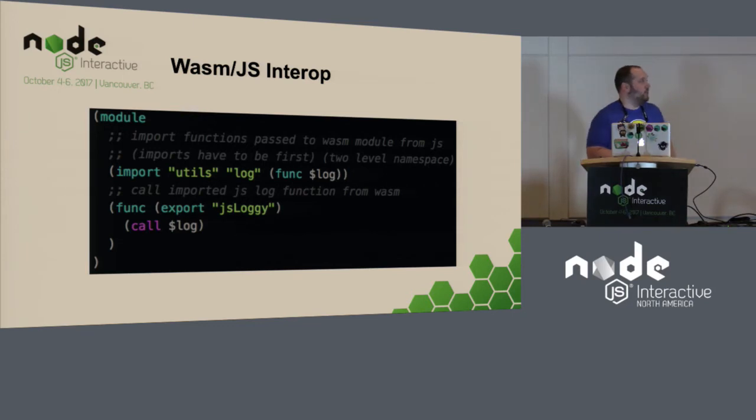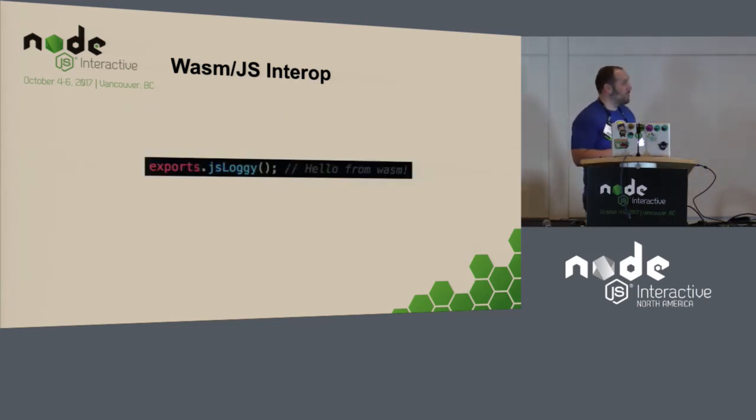See that $ sign log? Now I am adding another function, a WebAssembly function that is accessible from JavaScript because I'm exporting it, called JSLoggy. And all it does is call this log function. So this is like the most efficient way you could log something out, right? You call into WebAssembly and it calls back to JavaScript. So let's go ahead and see if it works. We call it, and you can see there, in fact, it does work. We'll see in the console, hello from wasm.